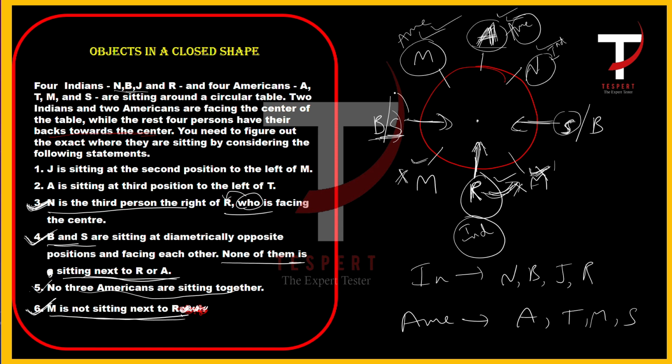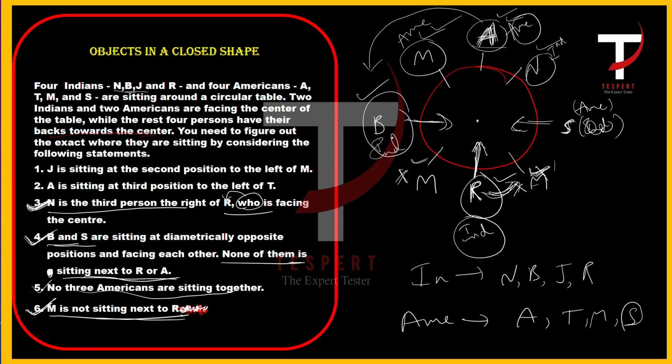So out of B and S, in this place, one American shouldn't be there because three Americans in a row, in a line, shouldn't sit together. So which one is American here? B or S? S is an American, okay? So S shouldn't come here. Okay, S shouldn't come here. So B will take this position and S will take this position, right? So S is an American and B is Indian, okay?